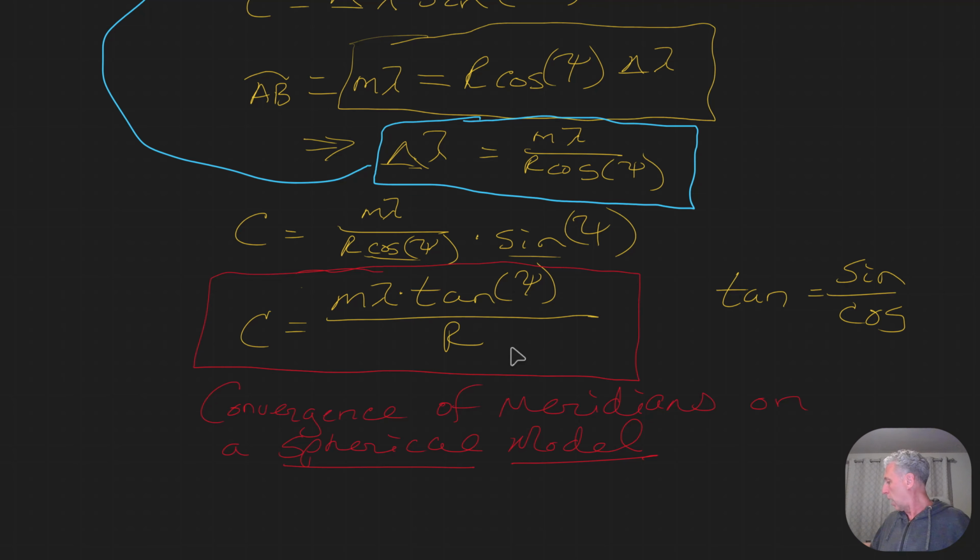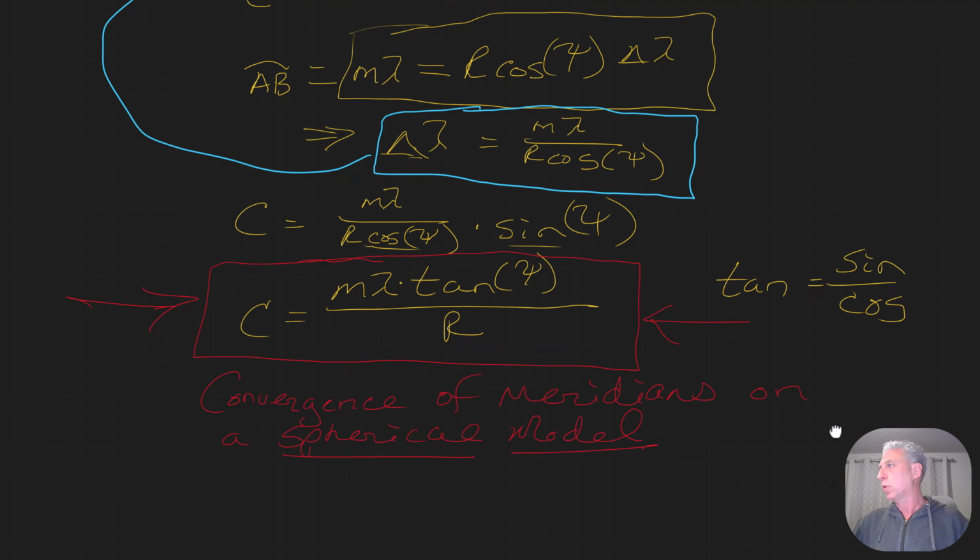So highlight that one in your notes and keep using that one. This guy here is what we're going to be using for convergence. We just had to go through some steps to derive it. All right, why don't we do an example?